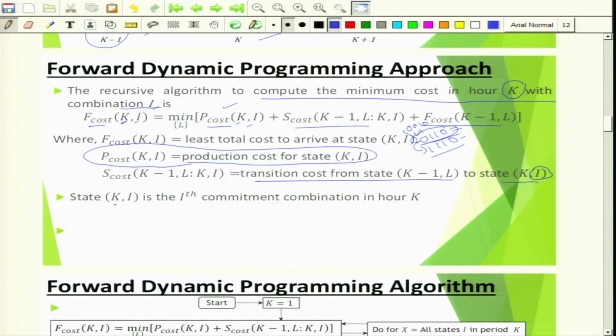So state K comma I is the ith commitment combination in our K. And there is one more thing that is important here. This L represents, among all the possible costs, you are just freezing those paths which are most economical, right? That means that was the finalized paths which gives the most economical solutions.